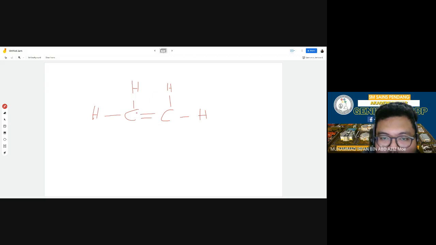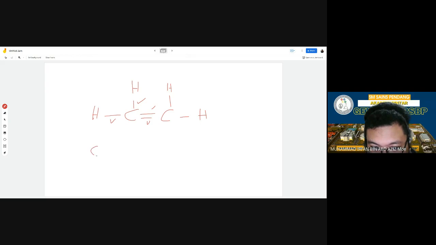So remember C ni sentiasa kena ada 4 lines. So 1, 1, 2, 3, 4. So C ni dah balance. While H ni only needs 1 line only, because 1 line tu refer to one pair of electrons being shared.